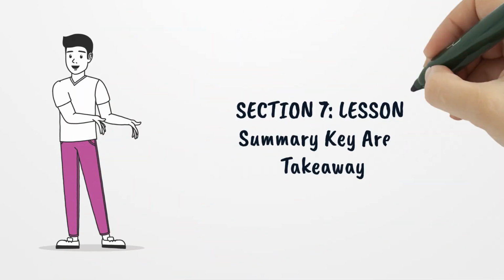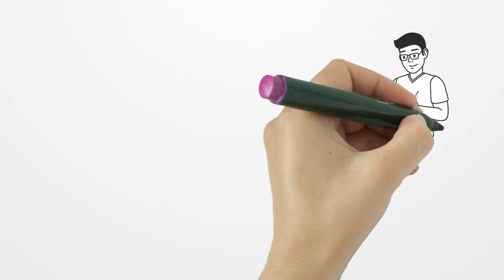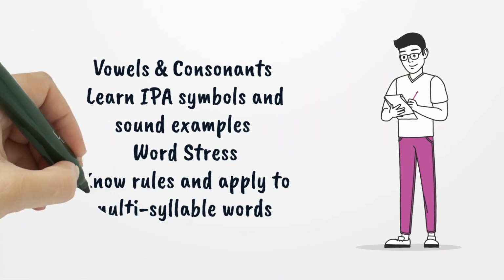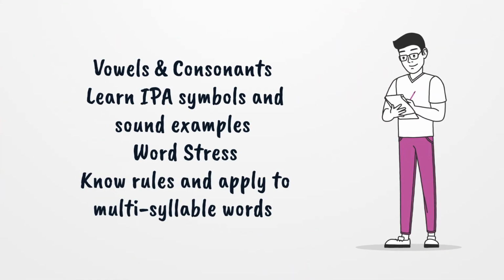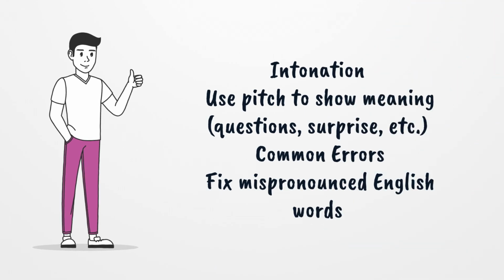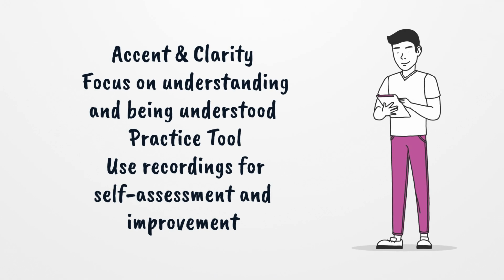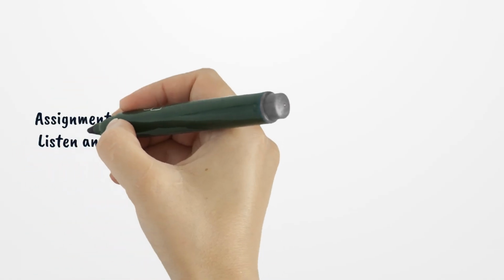Section 7. Lesson Summary. Key takeaways. Vowels and consonants: learn IPA symbols and sound examples. Word stress: know the rules and apply them to multi-syllable words. Intonation: use pitch to show meaning, questions, surprise, etc. Common errors: fix mispronounced English words. Accent and clarity: focus on understanding and being understood. Practice tool: use recordings for self-assessment and improvement.